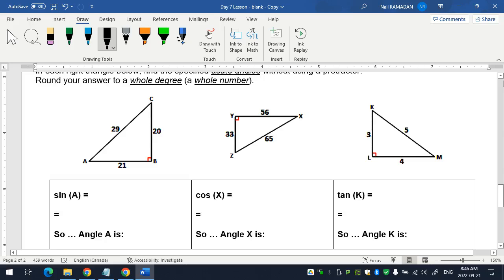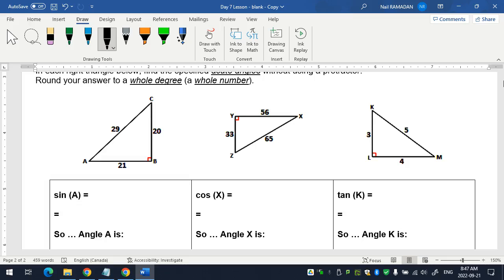Okay, let's look at the first triangle. I'm going to do the first two, and your homework is the third. Do you know all the sides? Yes. Apparently, the hypotenuse is how long? The biggest number is 29. That's by default the hypotenuse. And one of the edges is 20, and one of the edges is 21. Do I know which one of those two edges right now is the opposite?